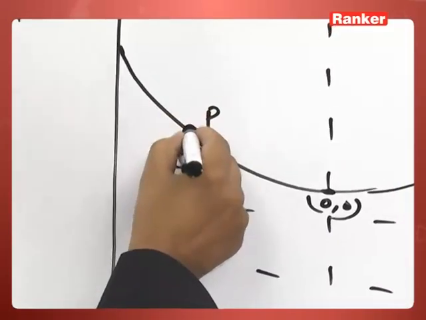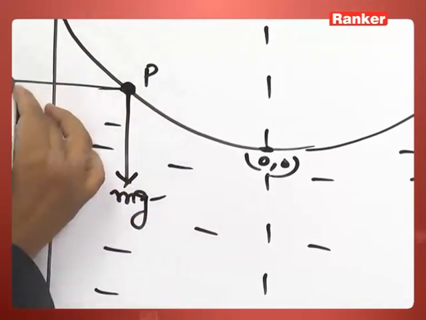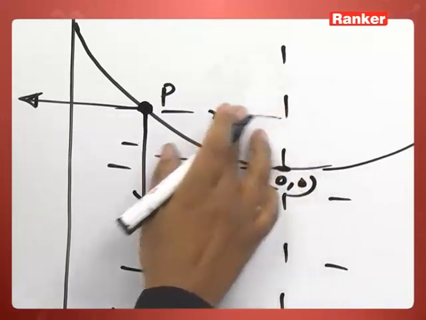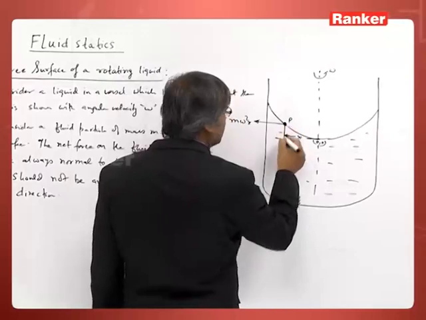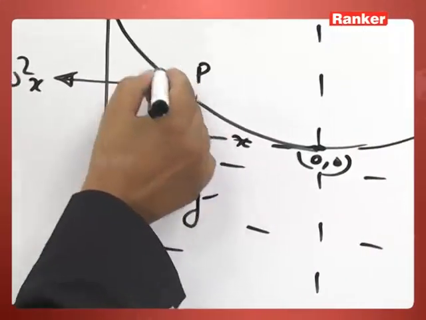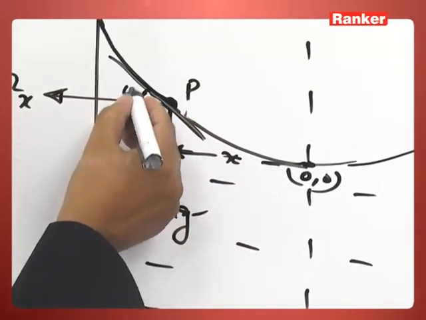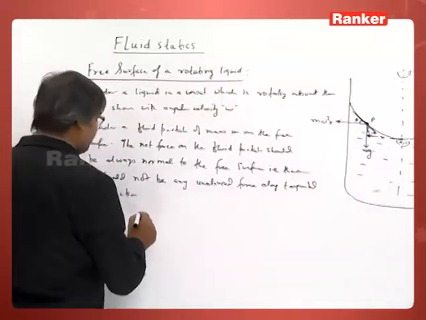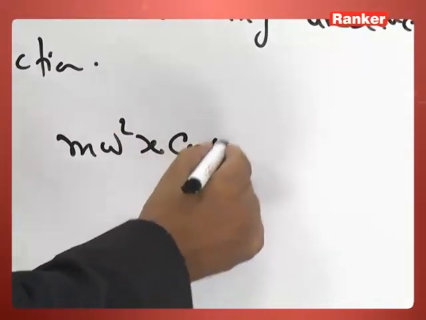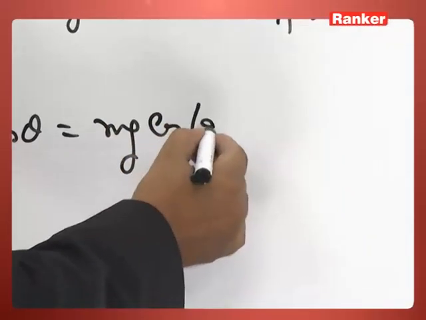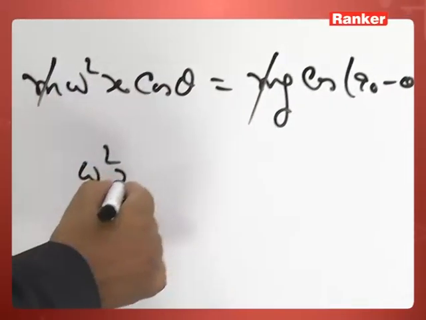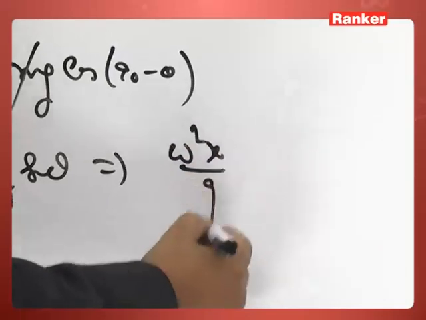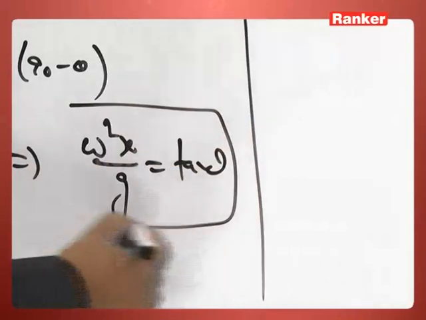What are the forces? In the frame of P itself, the real force is mg and there is a centrifugal force m omega square x. If I assume that this distance is x and this is y, suppose. So, if I draw a tangent here with the x axis, the tangent makes an angle theta. So, this is theta. So, this becomes 90 minus theta. So, m omega square x cos theta becomes mg cos 90 minus theta. Cancel, omega square x cos theta is equal to g sin theta. So, here you see omega square x by g becomes tan theta.